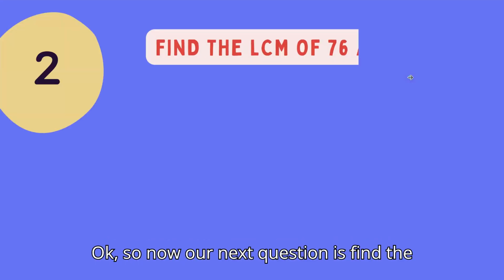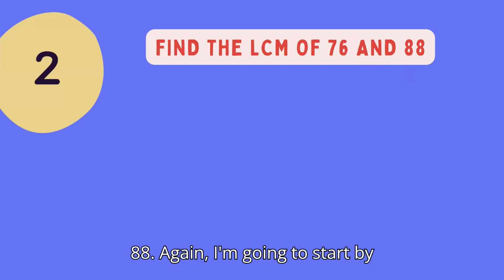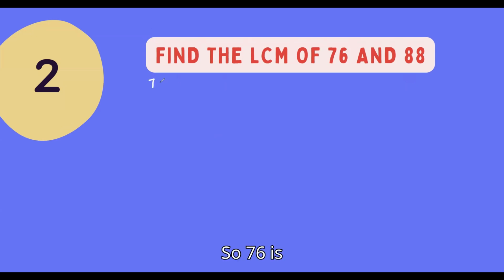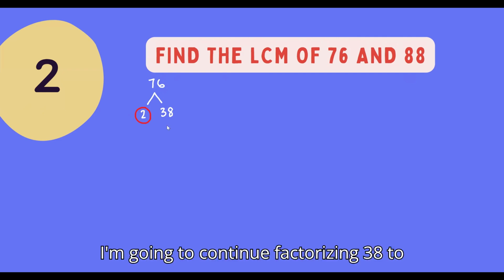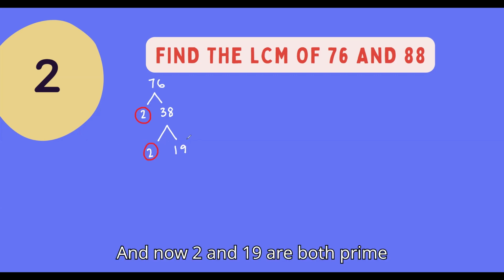Okay, so now our next question is find the LCM of 76 and 88. Again, I'm going to start by prime factorizing my numbers using the factor tree method. So 76 is going to split into 2 and 38. Now because 2 is prime, I'm going to circle it. I'm going to continue factorizing 38, 2 and 19. And now 2 and 19 are both prime factors.